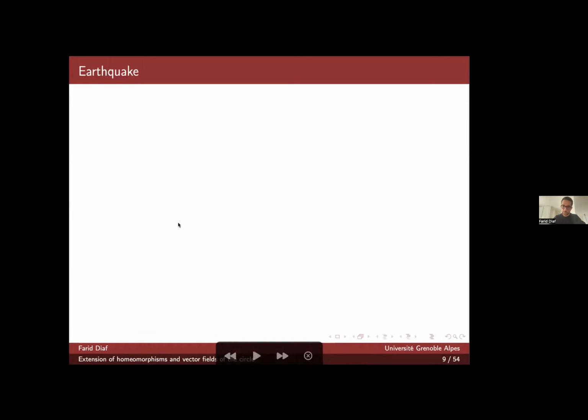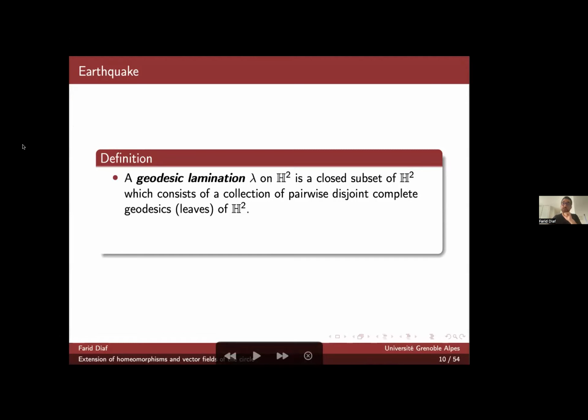So for today, I will not talk about this point of view of Teichmüller theory and hyperbolic surfaces. I will give a definition which works in the universal cover, but in fact, if you think a little bit about it, it generalizes this construction. Okay, so what is a geodesic lamination? I told you that there is some object which has more flexibility, and this object is called a geodesic lamination. A geodesic lamination on H2 is a closed subset of H2 which consists of a collection of disjoint geodesics.